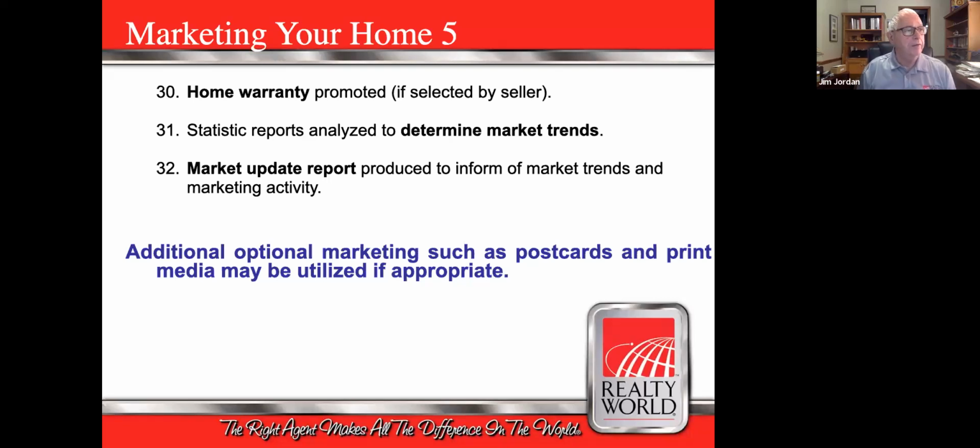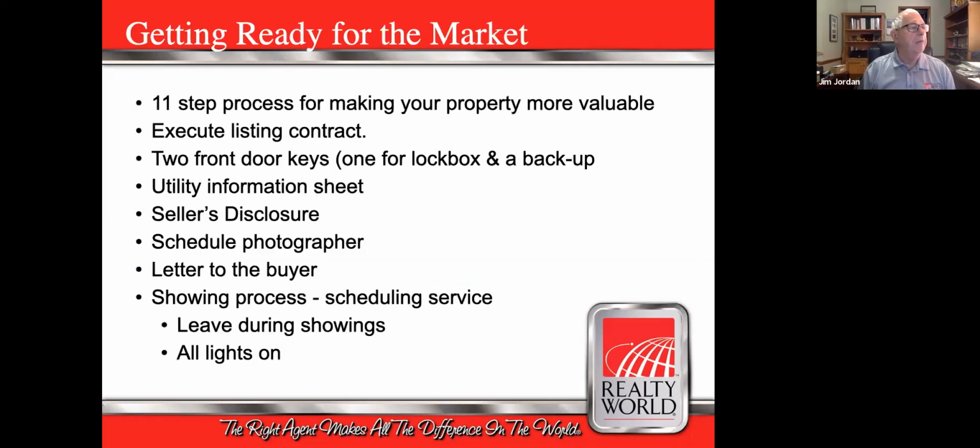Statistic reports analyze and determine market trends. I let them know that I'm doing those things. And I do a market update report for them, typically on a weekly basis, to let them know how things are going. And then I talk about getting their house ready for market, and that we have an 11-step process for making their property more valuable. We're going to execute a listing contract. I'm going to need 2 front door keys, one for the lockbox and one as a backup.